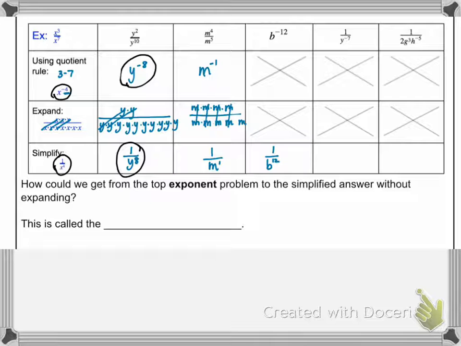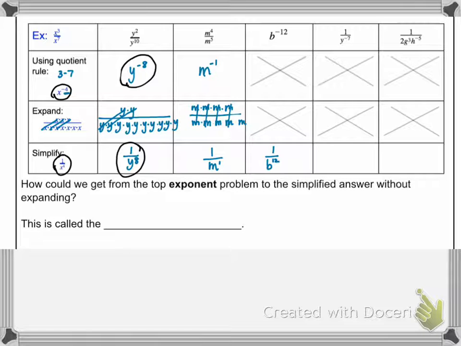So we're going to use that same idea here, noticing the pattern here, that x to the negative 4th, I flip to be 1 over x to the positive 4th. Y to the negative 8th, I can flip over to be 1 over y to the positive 8th. M to the negative 1, I flip that m to be 1 over m to the positive 1. So here, if I start with b to the negative 12th, same way, I'm going to flip that to be 1 over b to the positive 12th.